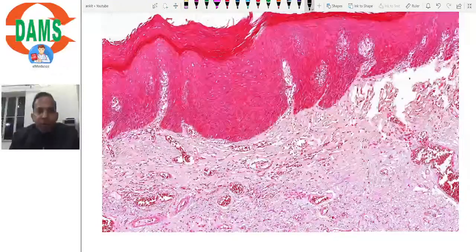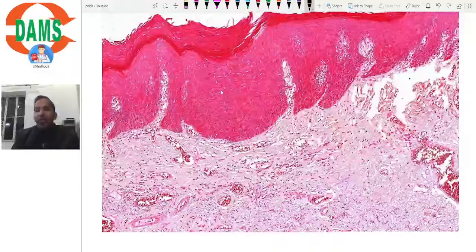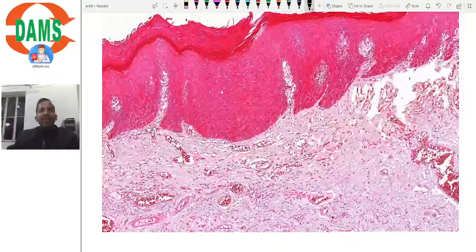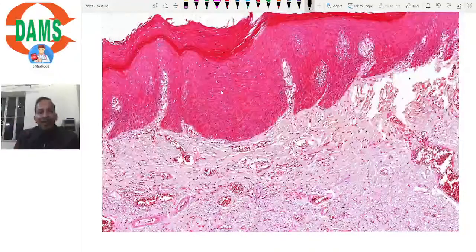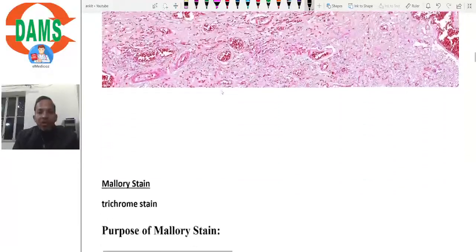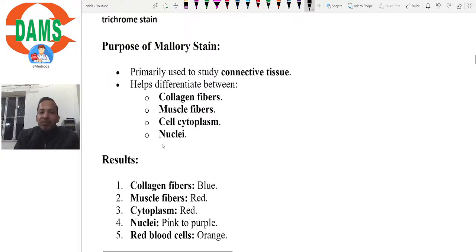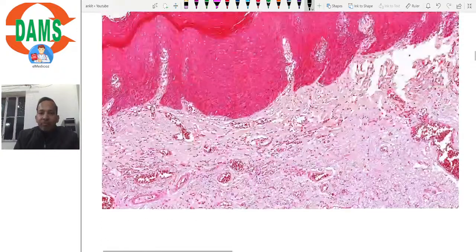As you can see here, the cytoplasm is all pink. Even the nucleus will appear red. The nucleus won't appear blue as in the H&E staining. Rather, it will appear almost red in Mallory's stain. As I said, collagen will appear blue. Muscle cytoplasm will appear red. Nuclei will also appear red, and RBCs will appear orange, right?